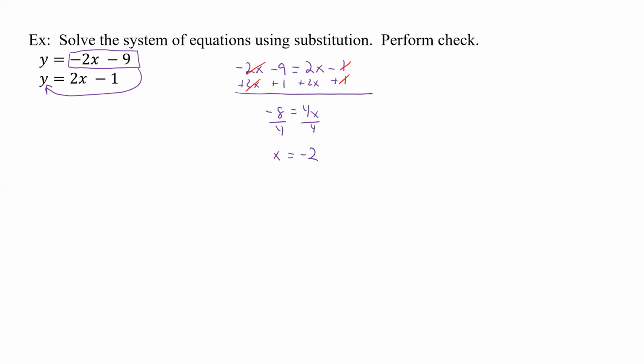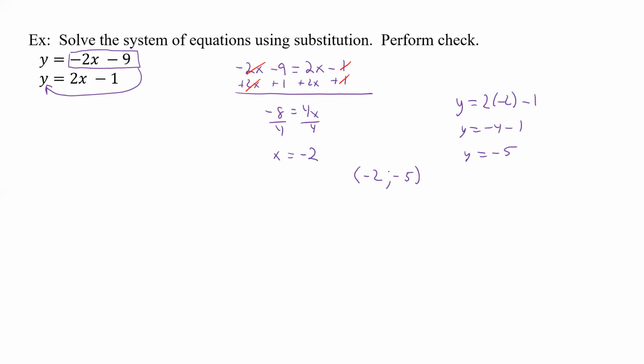Well, now we can plug that into either one of the original equations. It looks like smaller numbers occur in this one, so I'm always kind of lazy in that sense. So let's plug it into the second one. y equals 2 times negative 2 minus 1, so y equals negative 4 minus 1, and so y equals negative 5. So that tells me my solution is supposed to be negative 2, negative 5.